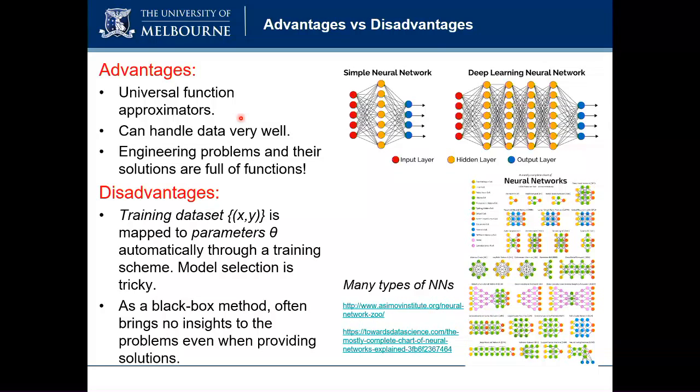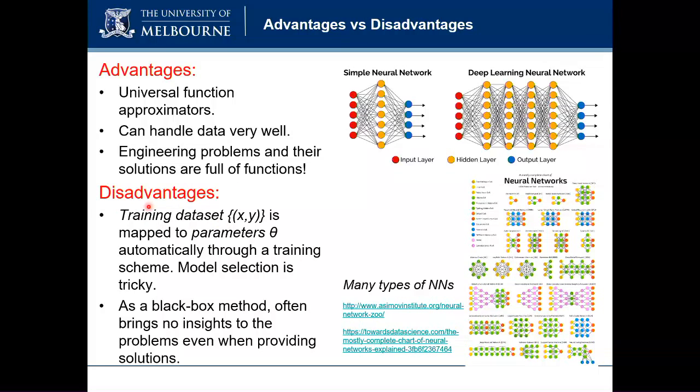That's good. Can it handle data very well? Yes. I mean, we will see. You give me the data, then I use the data to come up with this neural network, and the neural network approximates the function underlying the data, y equals f of x. And why is it important? Engineering problems and their solutions are full of functions, right? So when you are approximating these functions, you are coming up with a solution. That's very powerful. There are also disadvantages, right?